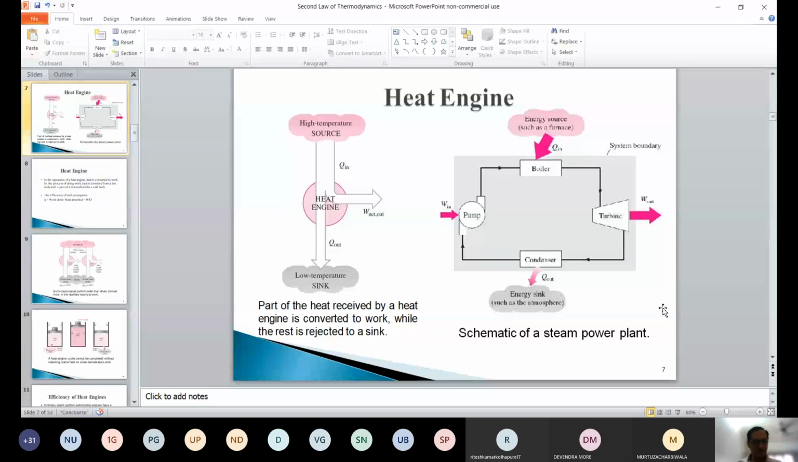So has anyone seen a power plant? Has anyone seen a power plant? Never seen a power plant? Seen, sir. Seen? Who has seen? What happens in a power plant? Water is at 1 atmosphere, which is pumped to the boiler, right? So it is at low pressure, which is pumped to the boiler.